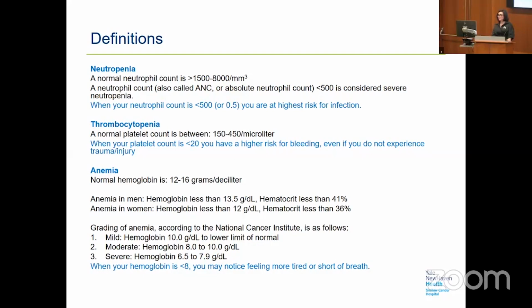So a normal neutrophil count is generally over 1,500 or 1.5, depending on how your lab reports it, up to as high as 8,000. A neutrophil count less than 500 or less than 0.5, we generally call neutropenia. It may be reported on your lab report as an ANC, or absolute neutrophil count. The lower your neutrophil count, the higher your risk for infection. So when it's less than 0.5, we generally consider you at high risk. Those at highest risk have a neutrophil count less than 0.1 or less than 100.